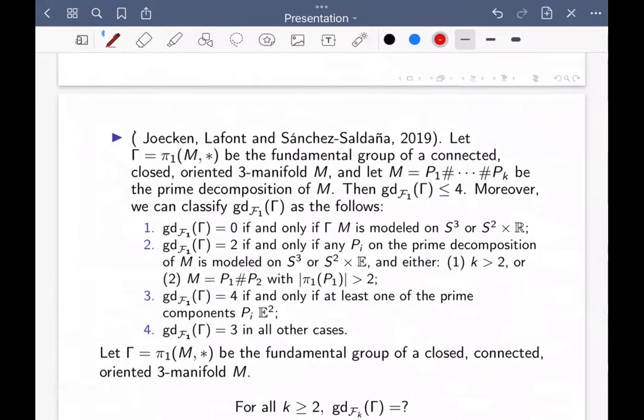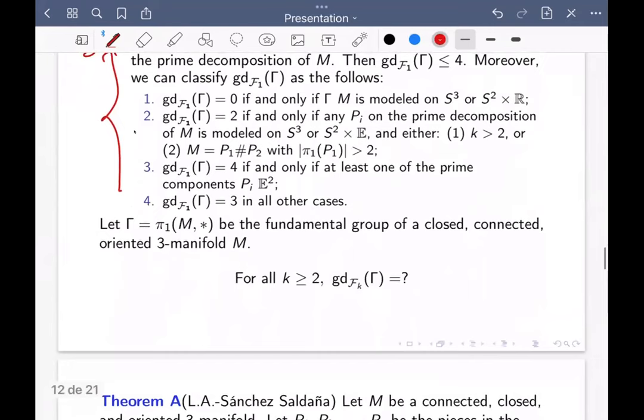Juan-Pineda, Leary, and Sánchez Saldaña showed in 2018, for the family F1, how to compute the geometric dimension with respect to this family of the fundamental group of a connected closed oriented three-manifold M. So the remaining question is what happens with other families?